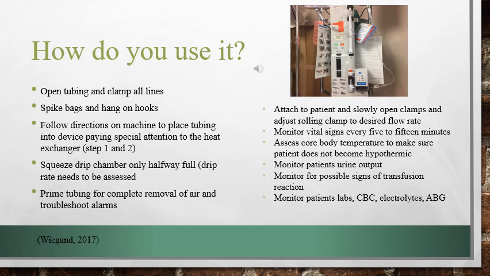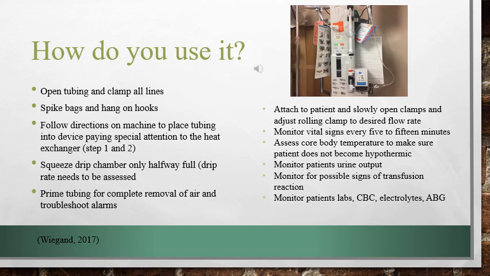So how am I going to use this thing? You're going to want to make sure that when you open up this box that you clamp everything. Clamp all the lines, clamp, clamp, clamp, clamp. Then you're going to spike your fluid bags and hang them on the hooks in the machine. And the machine actually has step-by-step directions on it. You can see up there in the corner on the left-hand side near the one that there's a little guide. That's going to actually help you as well. So just slow down, stop, look at it, and then there's actually another guide down there on the machine near where the filter is. That's going to help you with putting the device correctly through this little filter thing.